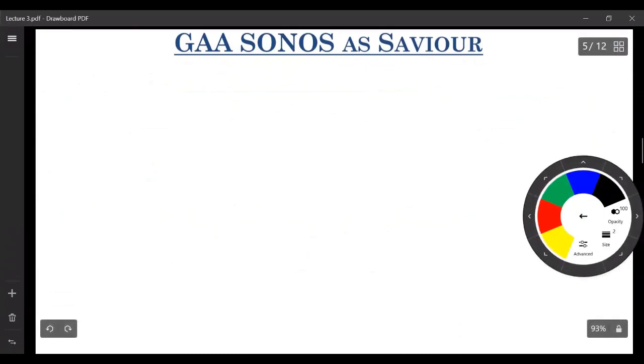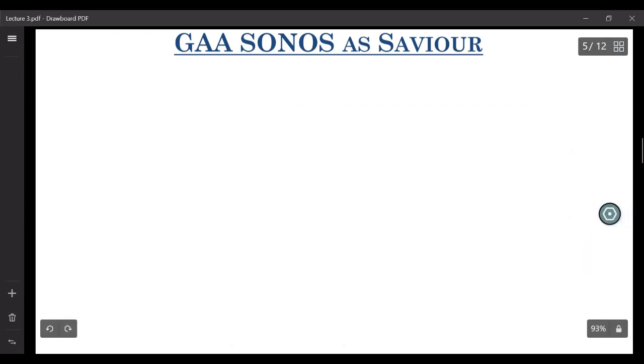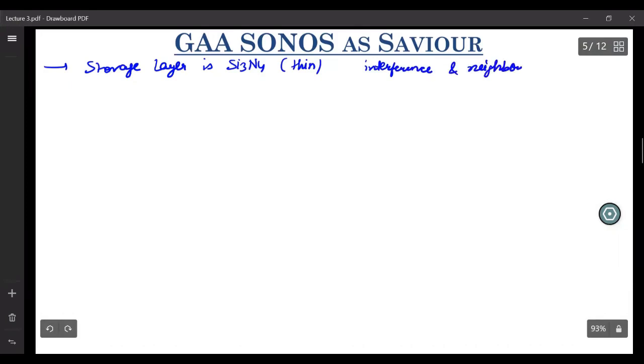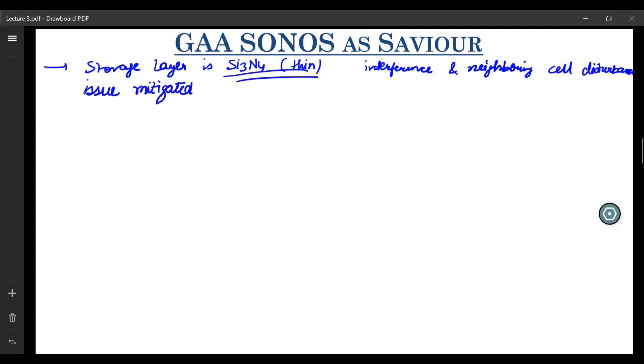So let us look at what exactly are the advantages that you get when you go for this SONOS structure. The first advantage is, since your storage layer is a thin dielectric, the interference and the neighboring cell disturbance issue is mitigated, just because the storage layer is thin and not a thick floating gate. So this is the first advantage.